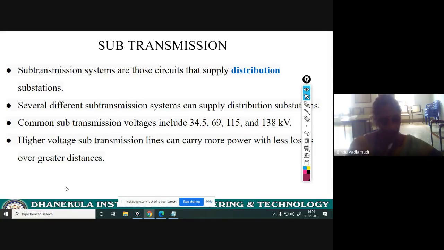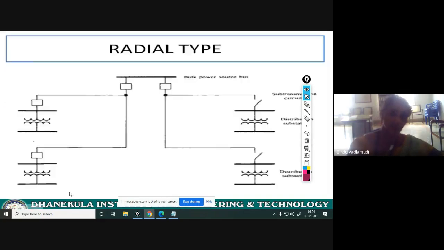How will the connection be? Is it the radial system or not? Just a connection from the bulk source to the end point. What is the end point here? It is the distribution system. The subtransmission system is the part which explains the connectivity from the bulk power source to the substation. So this comes in the category of primary distribution system.